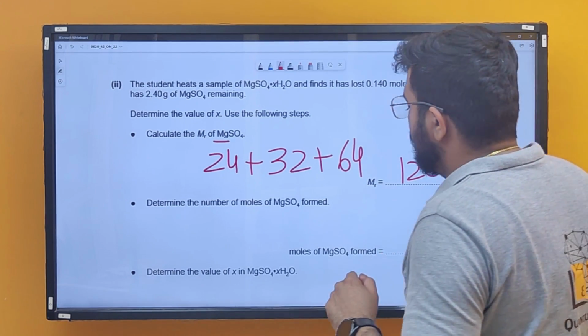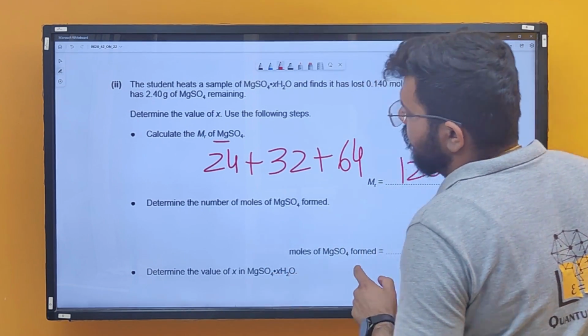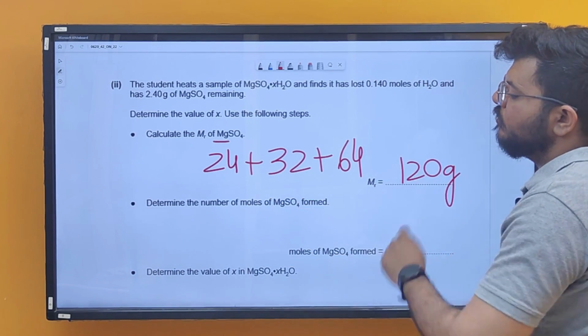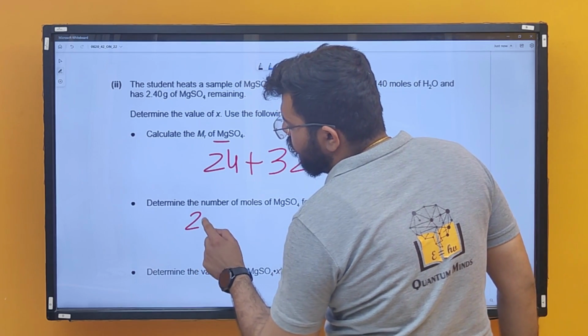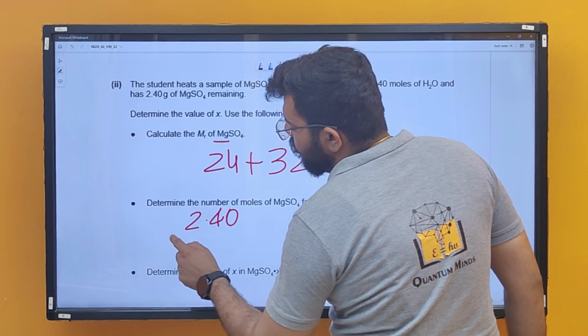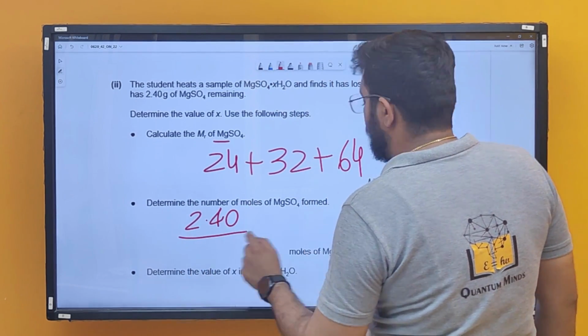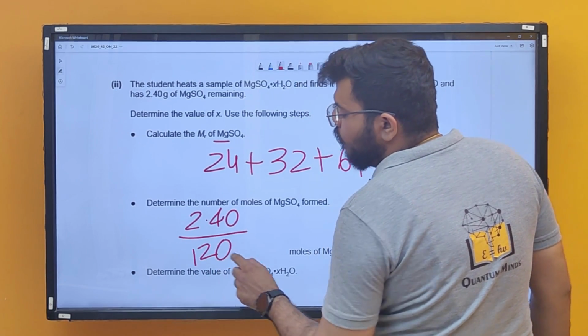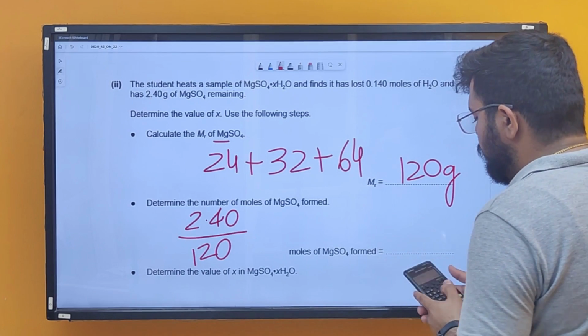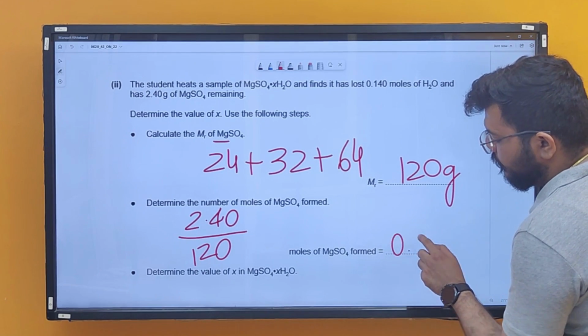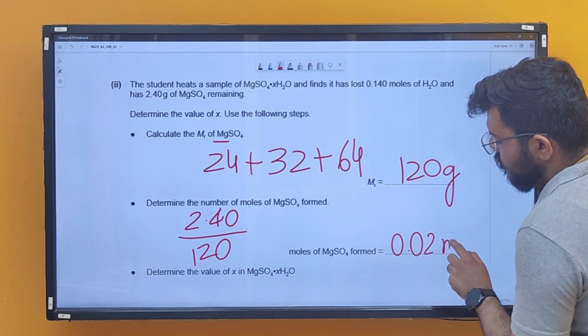Try to include units if you find there are no units given. Determine the number of moles of MgSO4 formed. They are saying 2.4 gram of MgSO4 forms. So number of moles is measured mass upon relative molecular mass. So I have 2.4 divided by 120, which is 0.02 mole.